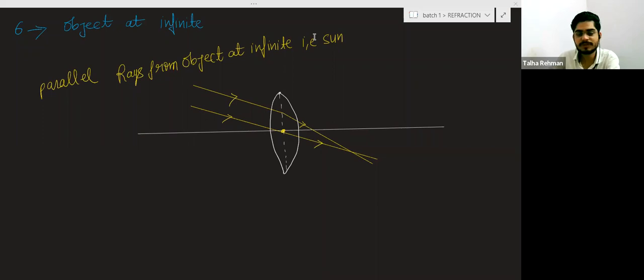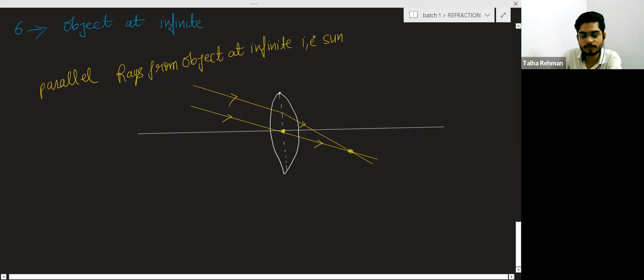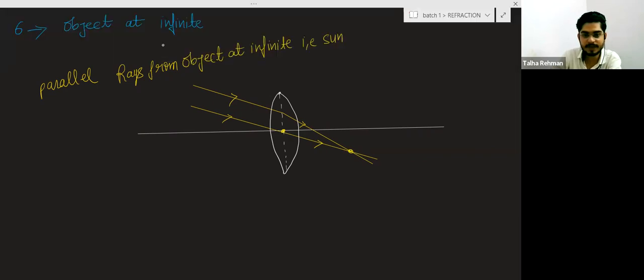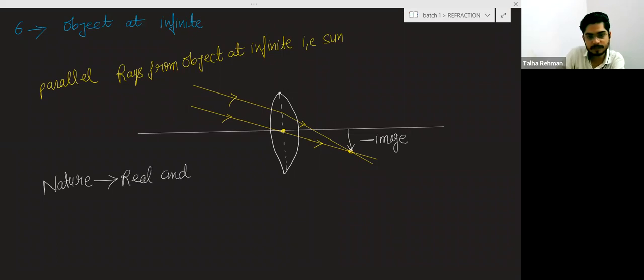This is the last case, and our time is over now. We have a 1 hour class. So this is the image you will get. Now talking about the nature: is the image real or virtual? Because the rays are actually meeting here, the image is real and inverted.